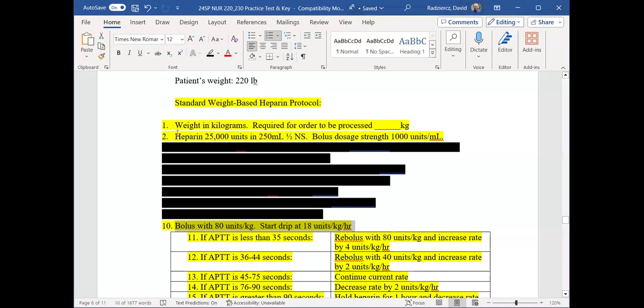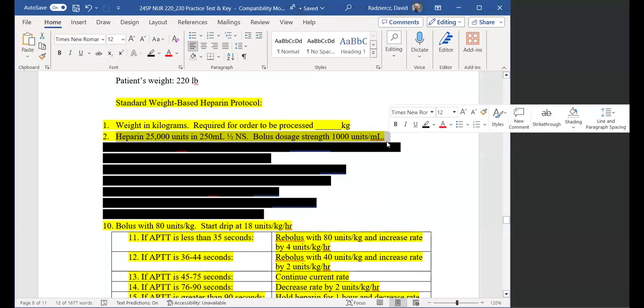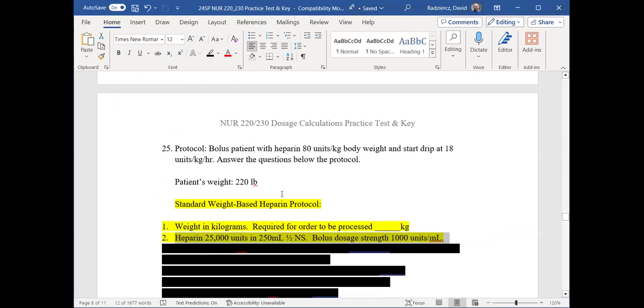And then your available is also standardized. Your available is you have an IV of 25,000 units in 250 milliliters, half normal saline. And then you have a bolus available, which is 1,000 units per milliliter. So we're going to use those pieces of information to solve for our bolus, as well as to solve for our infusion rate. So let's get started.